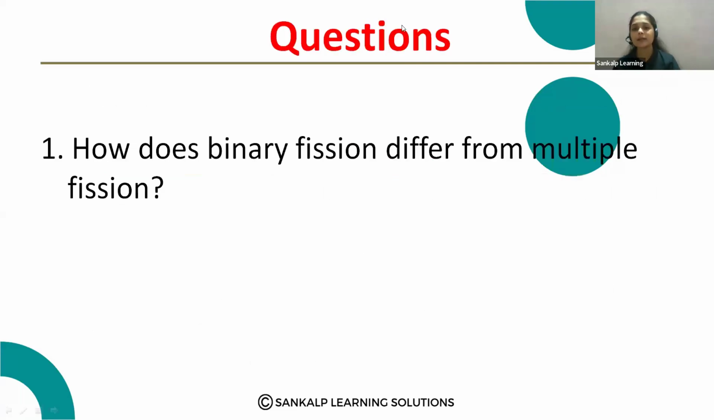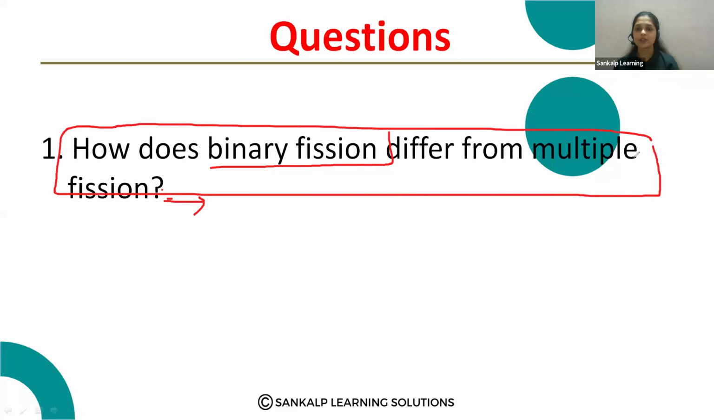So, in binary fission, what you observe? Only two daughter cells are formed in binary fission. In multiple fission, you can observe more than two, or many, daughter cells formed, right? So binary fission you can observe in amoeba as well as in leishmania, and multiple fission you can observe in plasmodium. Okay, so like that you should write the difference, what is binary fission and what is multiple fission, and the examples that you can write.